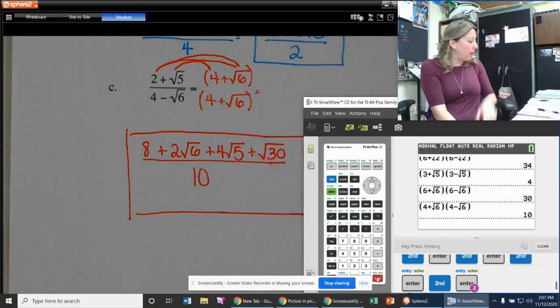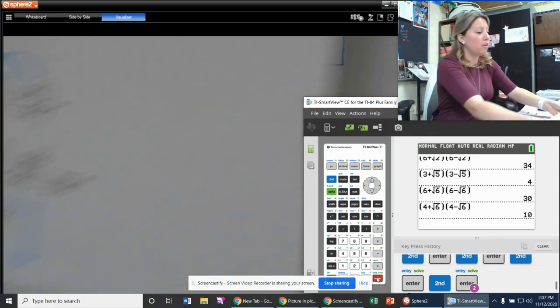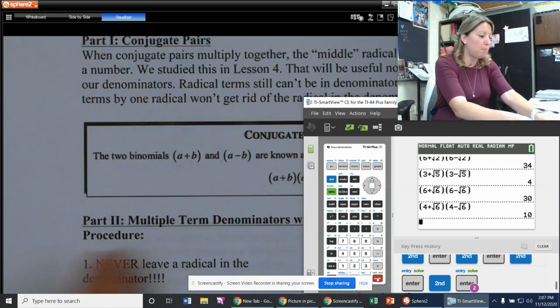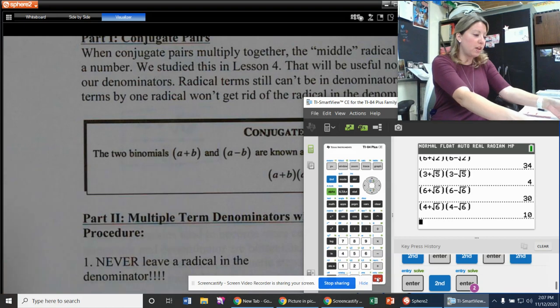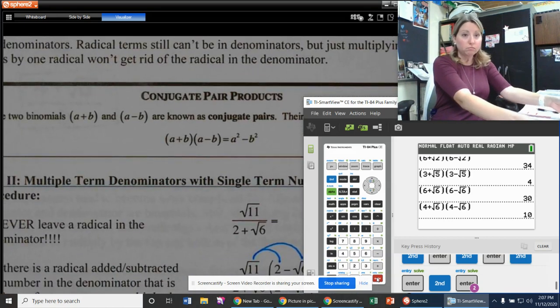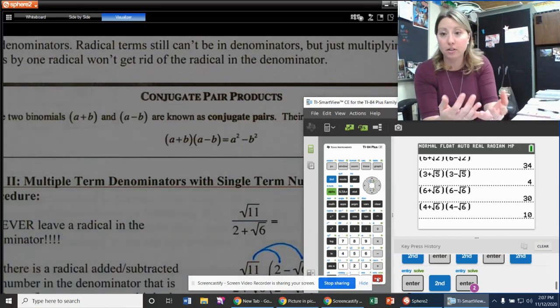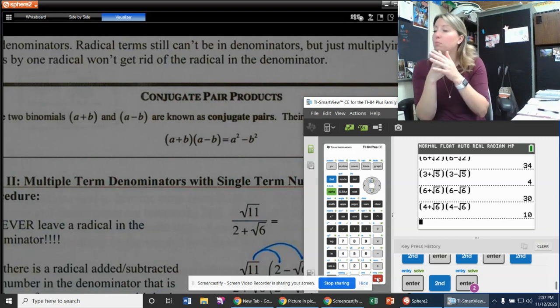Okay, so we have to remember how to find our conjugates. So remember that conjugate pairs have an opposite sign on the inside, and when conjugate pairs multiply together, the middle radical term cancels out.